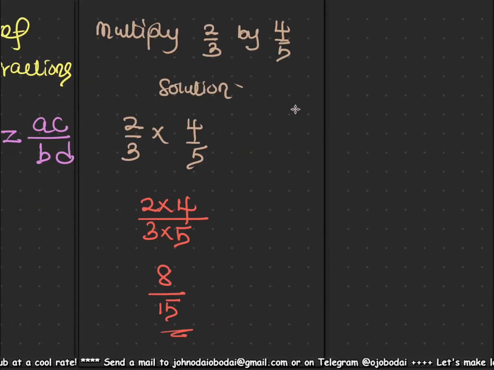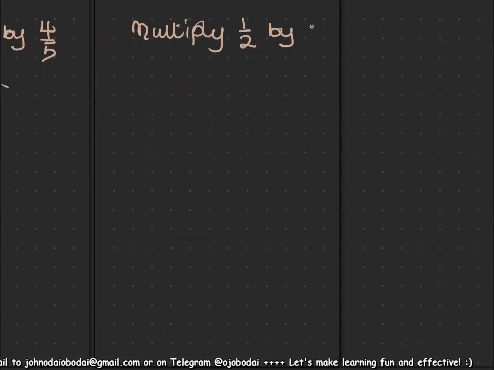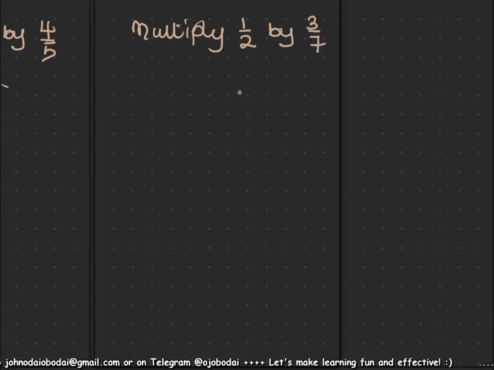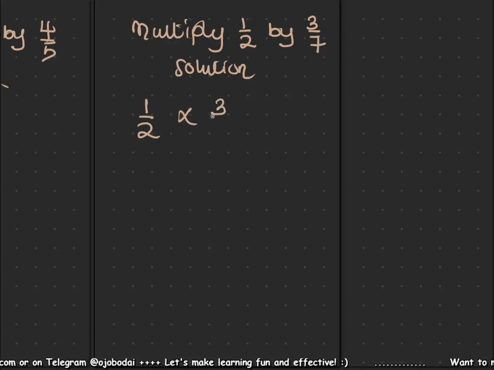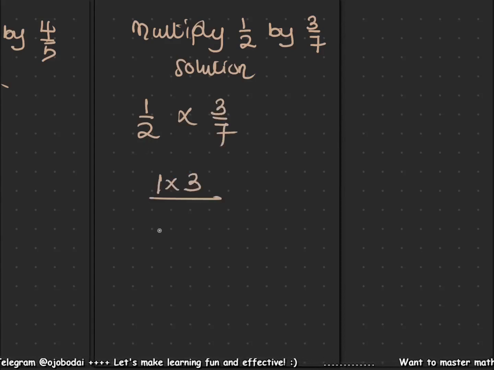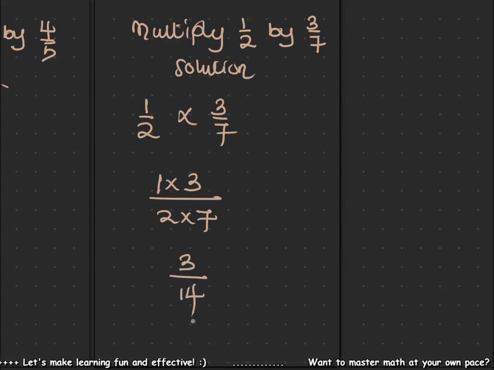Let's take another example. In this example, multiply 1 over 2 by 3 over 7. We are multiplying 1 over 2 by 3 over 7. Our solution: we have 1 over 2 times 3 over 7. So our 1 multiplies our 3, then our 2 multiplies our 7. And we know 1 times 3 gives us what? A 3. And 2 times 7 gives us a 14. So this here is our final answer.